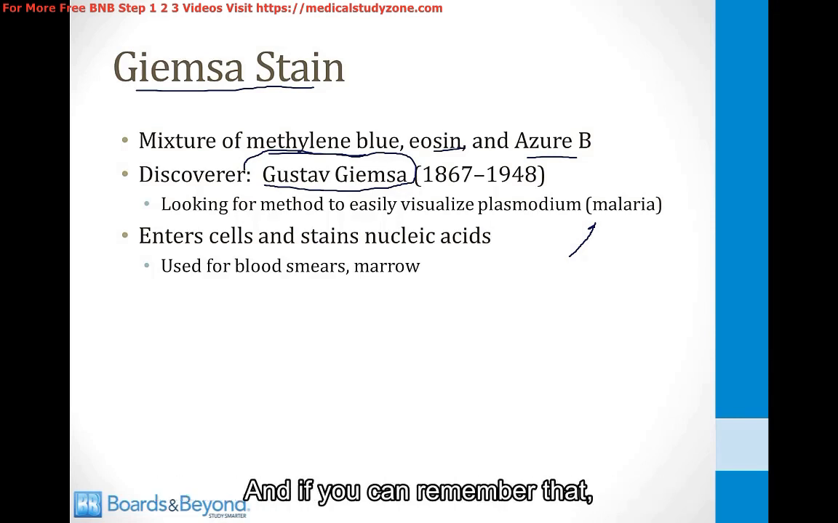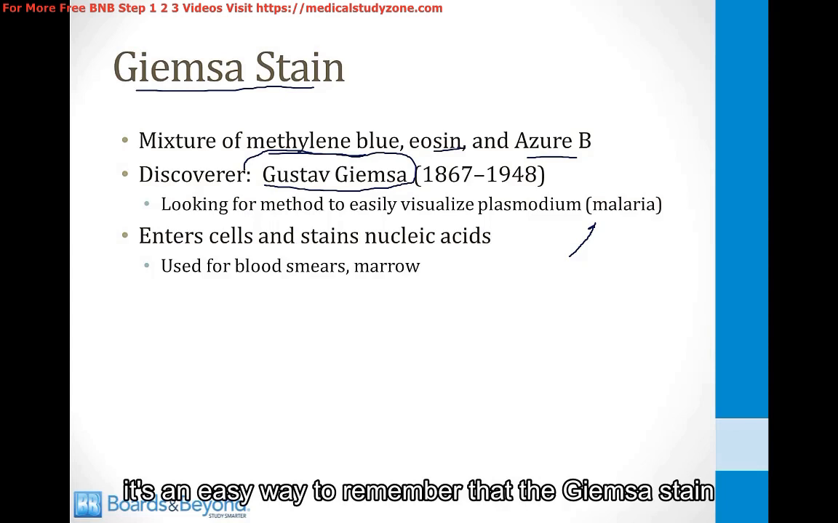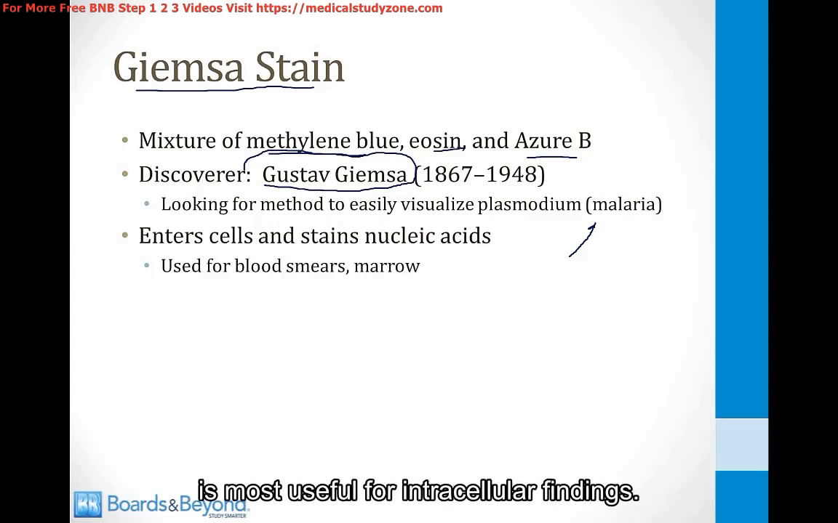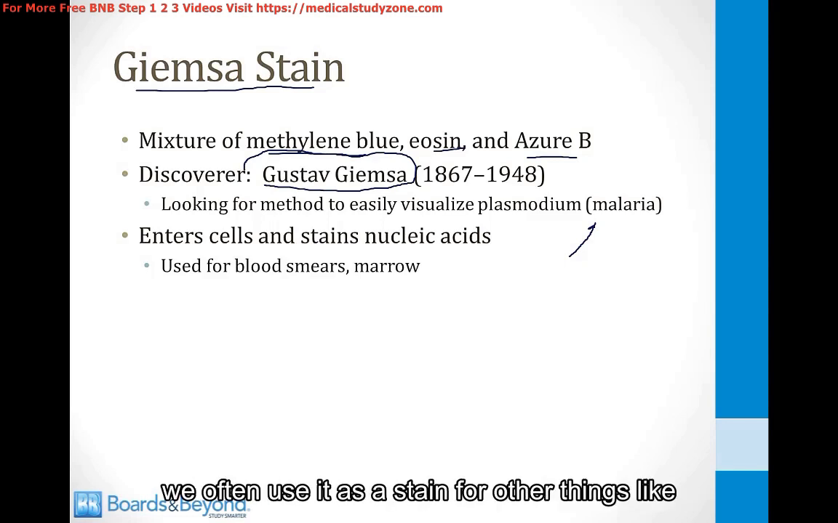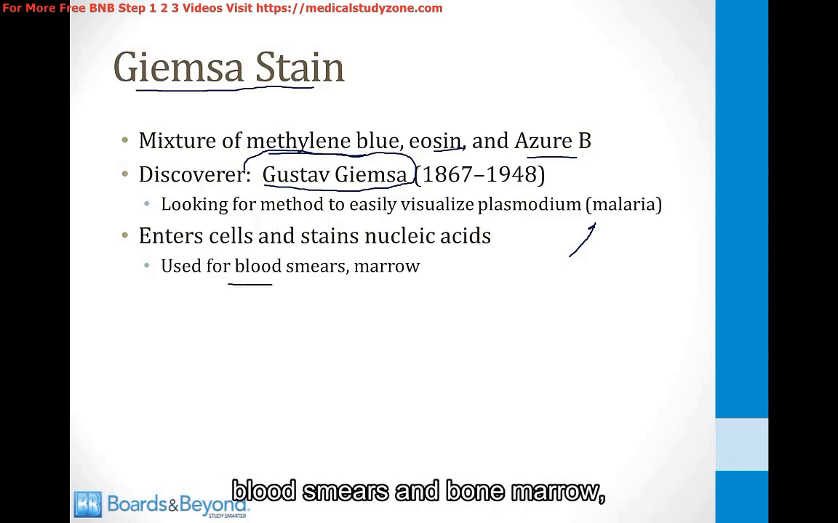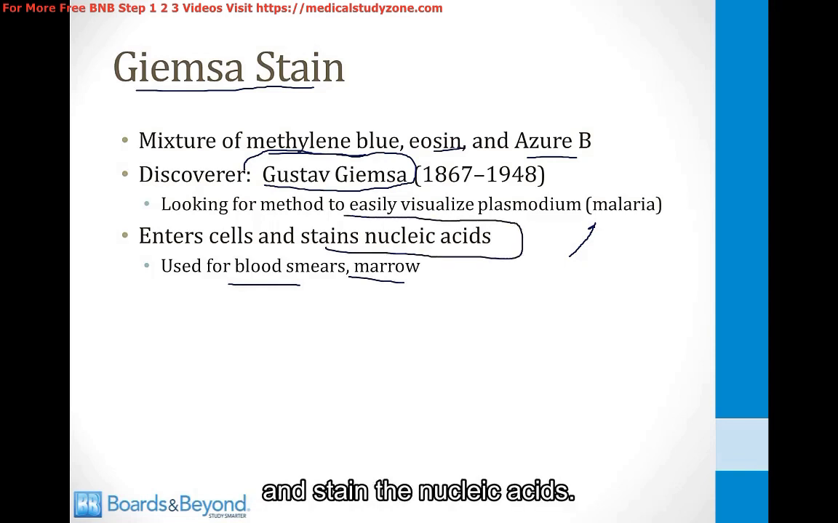And if you can remember that, it's an easy way to remember that the Giemsa stain is most useful for intracellular findings. In addition to infectious disease reasons, we often use it as a stain for other things like blood smears and bone marrow because it'll get inside the cells and stain the nucleic acids.